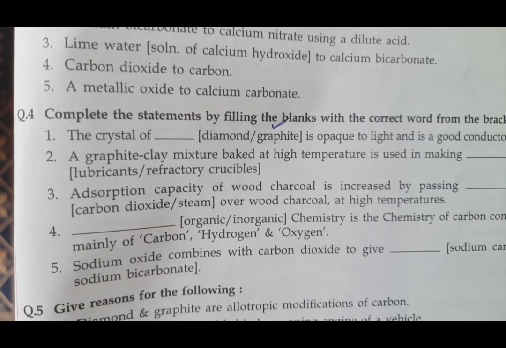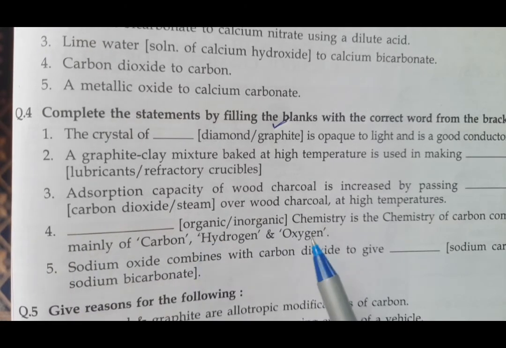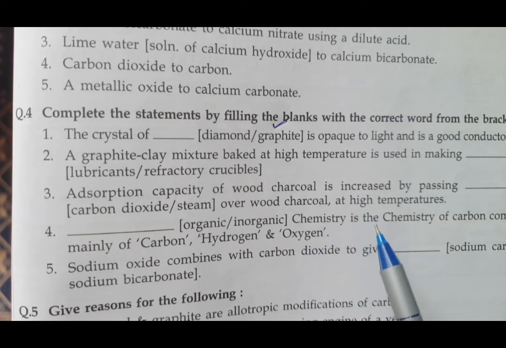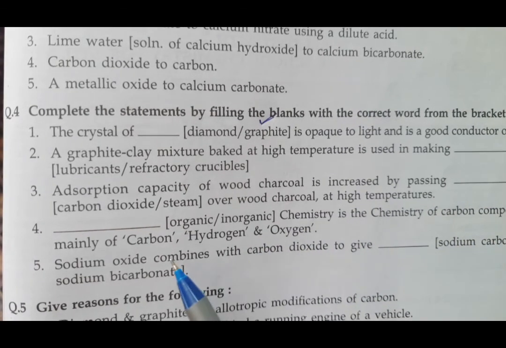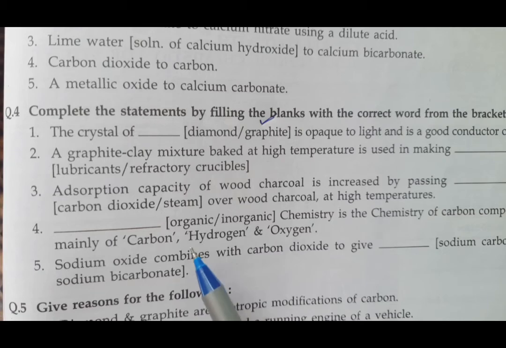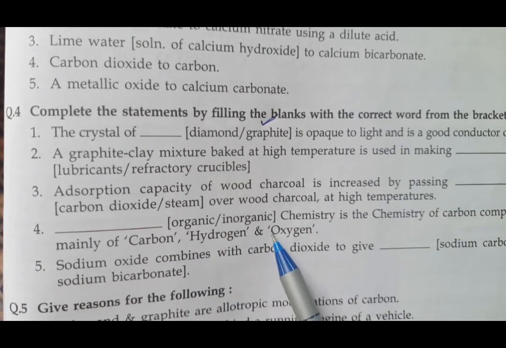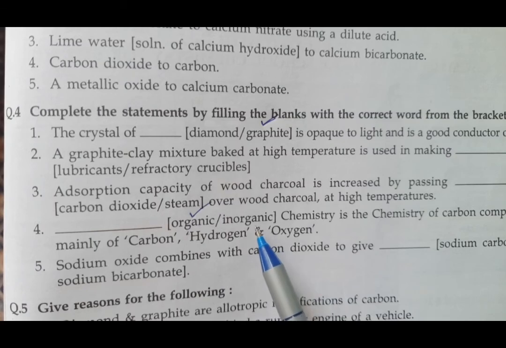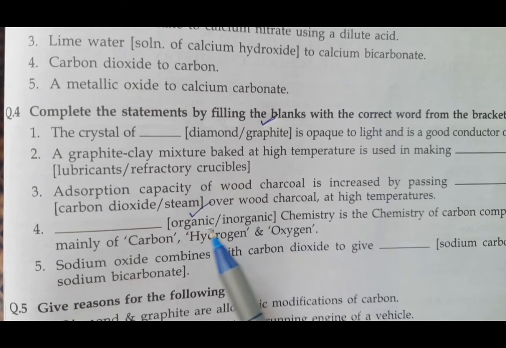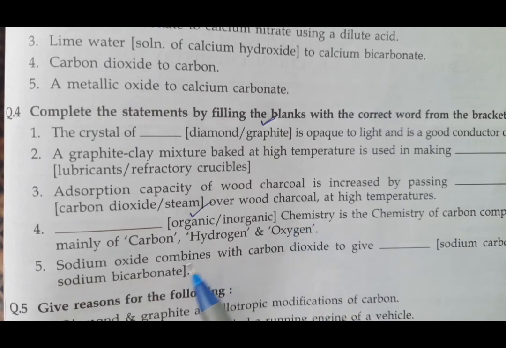Now I think you can do this one also. Dash chemistry is the chemistry of carbon compounds, where we learn about carbon, hydrogen, oxygen. So usually we learn about carbon, hydrogen, oxygen in organic chemistry, whereas inorganic chemistry contains compounds like calcium and any other element. But in organic chemistry, we discuss only those compounds which contain carbon, hydrogen, and oxygen.